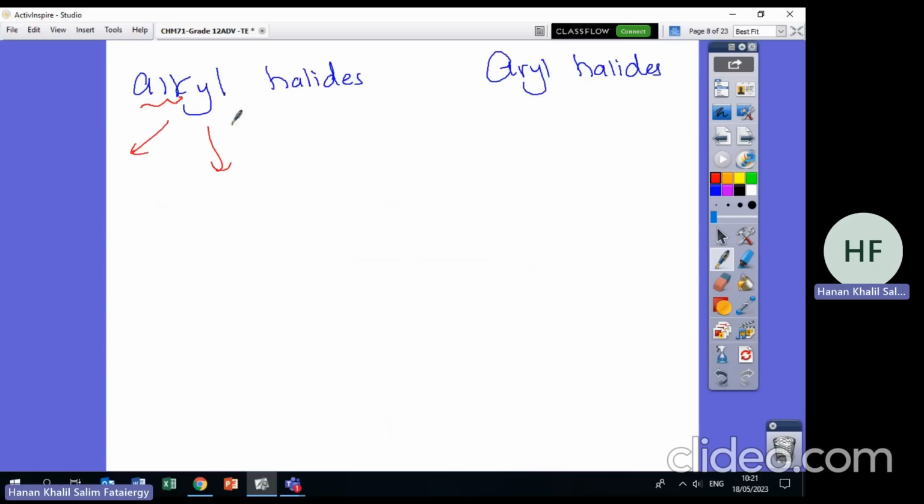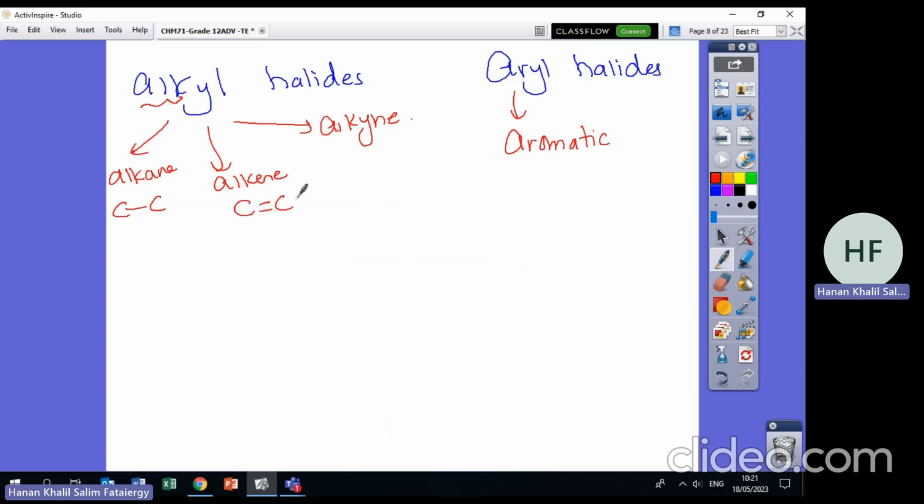طبعا we know 3 words start with alk اللي هن alkane أو alkene أو alkyne. طيب what word do we know start with R? R يعني aromatic. Okay. هلا شو يعني alkane? Alkane يعني فيها single bond between C and C. Alkene عنا double bond والكاين عنا triple bond.